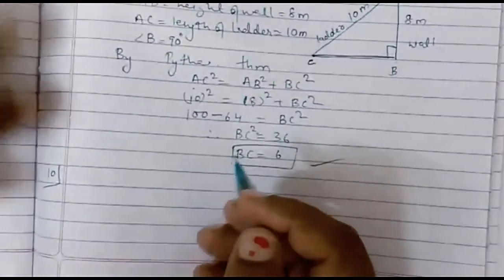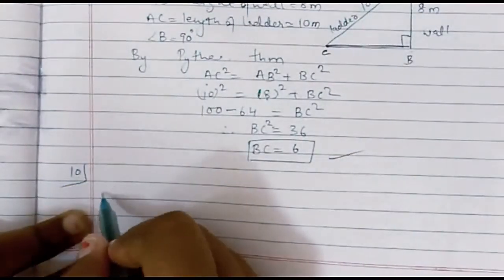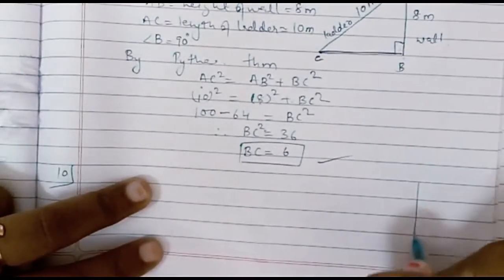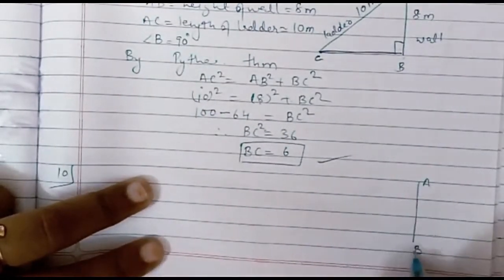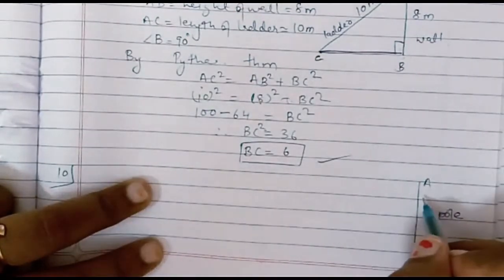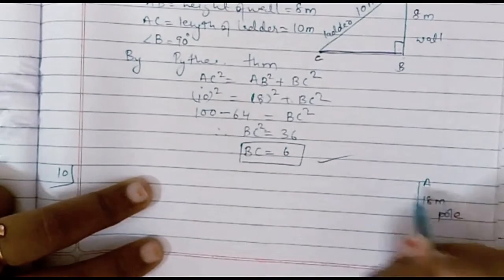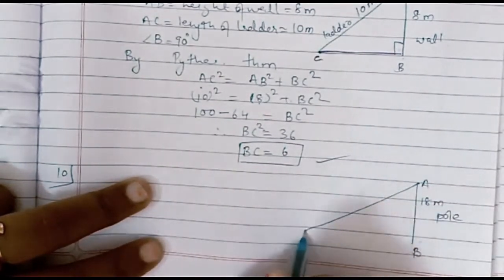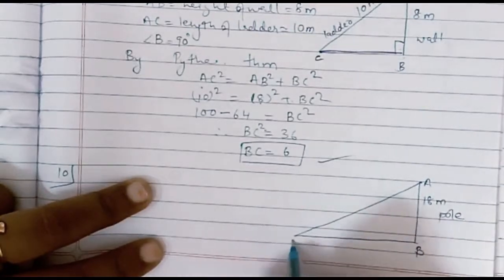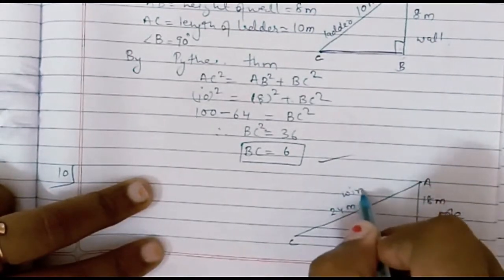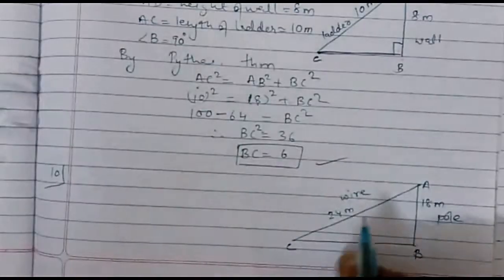Now similarly we have one more question. A wire is attached to a vertical pole of height 18 meters. So let AB, now here I am not going to write the introduction. AB represents the vertical pole and its height is equal to 18 meter. A wire is attached to it. The length of the wire is equal to 24 meter. So let AC represents that wire and the length of this wire is 24 meter, right?